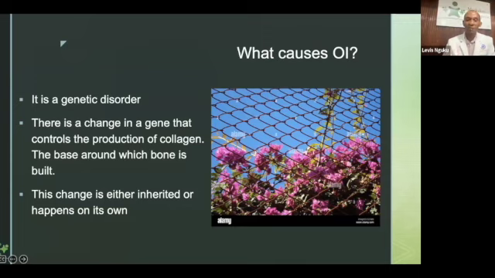With the collagen being defective in how it is built, the bone does not have its normal strength because the base around which the bone is going to be built is not working well. This change may be inherited or something happens on its own. So for those that it's inherited, you'll notice that there's a parent who has it. But for those that it happens on its own, you'll find that both parents don't have osteogenesis, but then the child ends up with osteogenesis imperfecta.